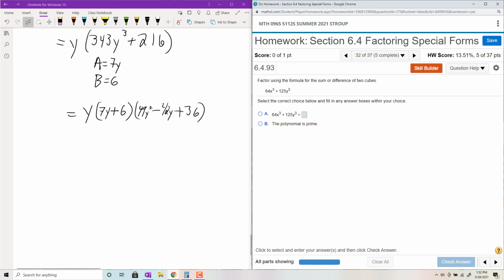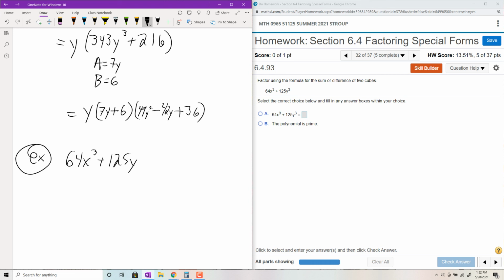Okay, so they got a multivariable one. I don't think we looked at one of these. So 64x cubed plus 125y cubed. The A value here is 4x, and the B value here is 5y. So we're going to get same, opposite, always positive. So 4x plus 5y.